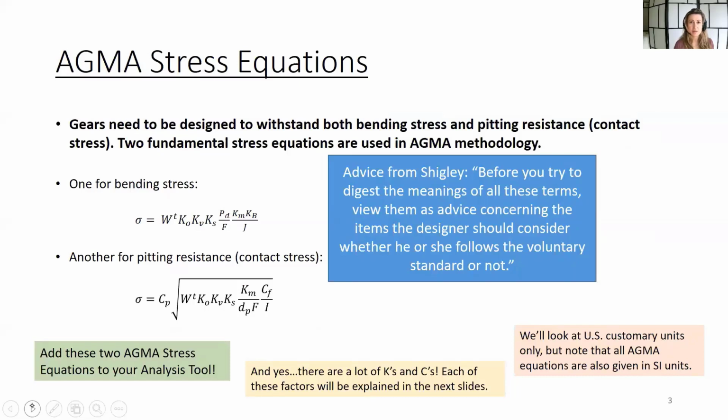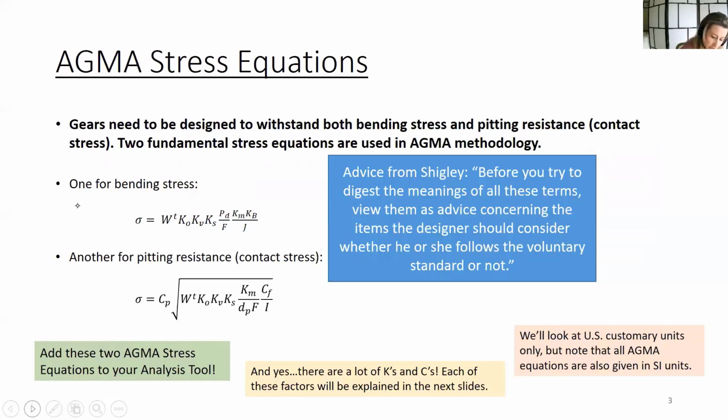These are equations that have been developed over many decades by professionals in the field, and they're used in professional situations. They're in handbooks. They're also in Shigley, but this is the industry standard for calculating stresses in gears. The gears need to be designed to withstand both bending stress, so that would be the stress that occurs near the root of the gear tooth, and pitting resistance, so the contact stress that occurs on the surface of the tooth. And these two fundamental stress equations are used in AGMA methodology.